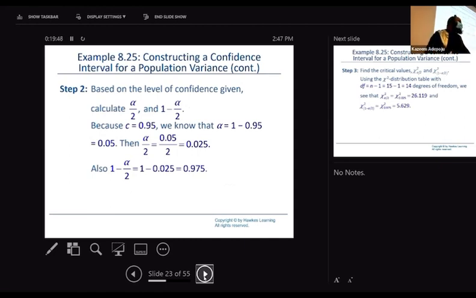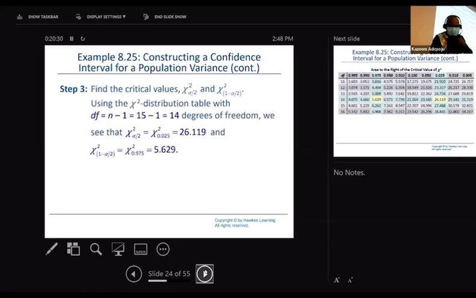Now, because they're talking about 95% confidence, to get my alpha, it is going to be 1 minus the level of confidence, so 1 minus 0.95 will give us 0.05. Then you're going to do 0.05 divided by 2, that will give you 0.025. Then you're going to do 1 minus that, you have 0.975. And let me tell you this, when I go into the chi-square table, I'm going to check for 2 values. One, I'm going to check the one at 0.025 with the degrees of freedom. And I'm also going to check the one for 0.975 with the same degrees of freedom.